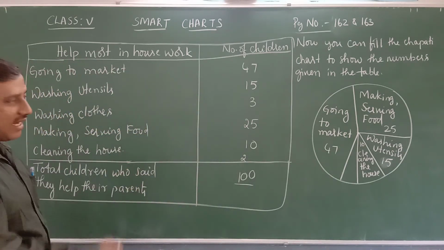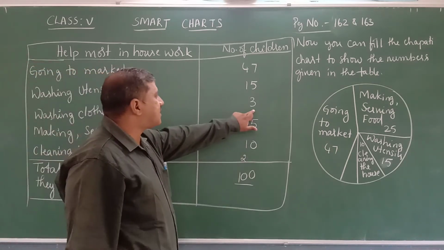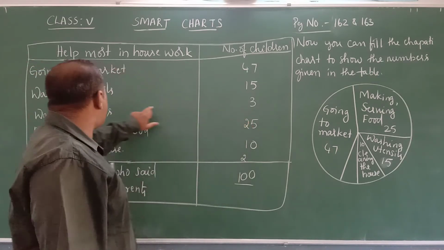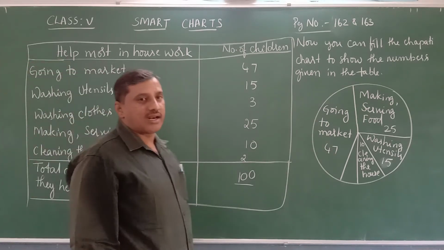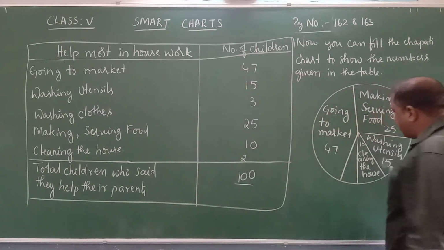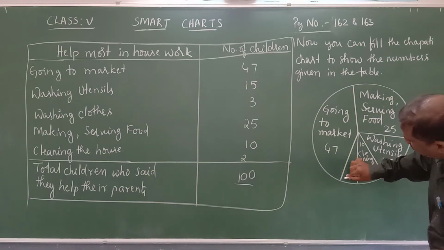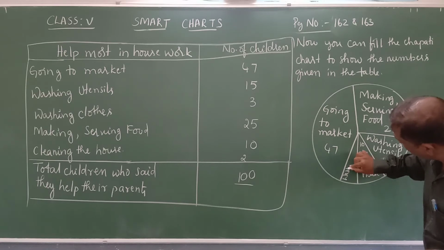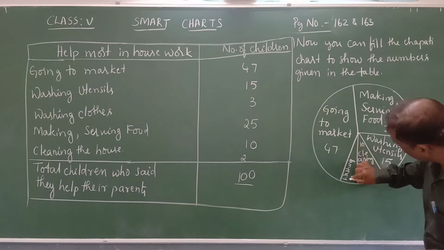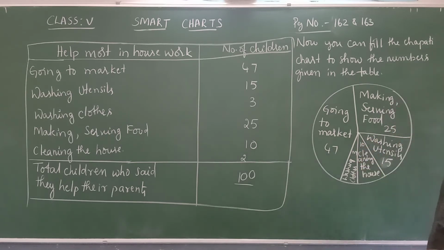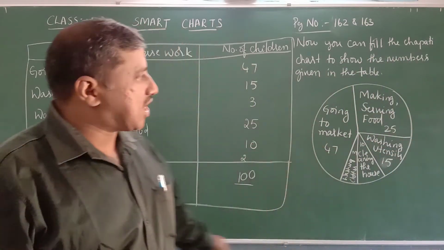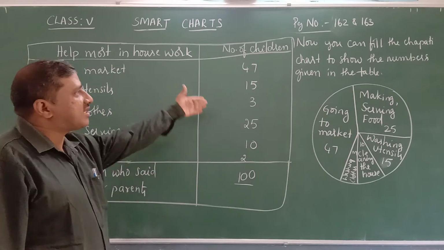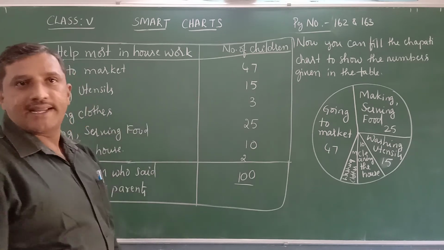Similarly, the last one is the smallest part, which is representing the smallest value, 3. What is that? It is washing clothes. So very few people are helping their parents in washing the clothes. Only 3 children are helping their parents in washing the clothes. This is a chapati chart and we can fill this by using the values given in the table.